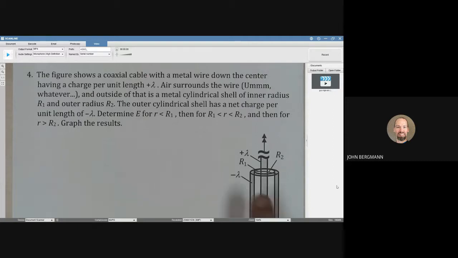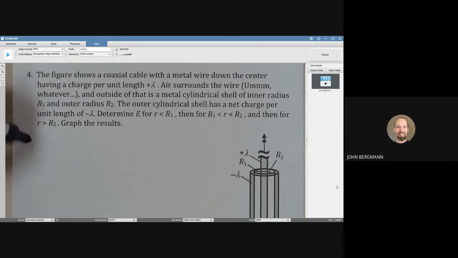And on the outside, we have a metal cylindrical shell that has an inner radius of R1 and an outer radius of R2. And the outer cylindrical shell has a net charge per unit length of negative lambda. And so what we want to do is determine the electric field for these various distances between the wire and where the cylindrical shell starts, inside the cylindrical shell, and then on the outside of the whole thing. Let's use Gauss's law.